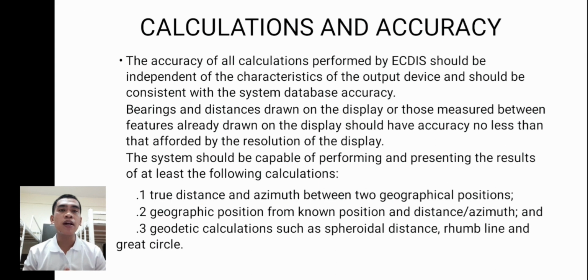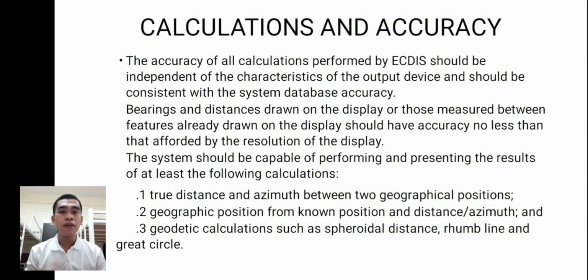The system should be capable of performing and presenting the results of at least the following calculations. First is true distance and azimuth between two geographical positions. Second, geographic position from known position and distance or azimuth. And third, geodetic calculations such as spheroidal distance, rhomb line, and great circle.